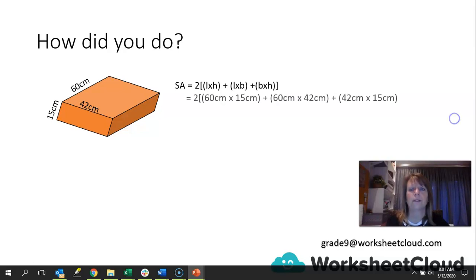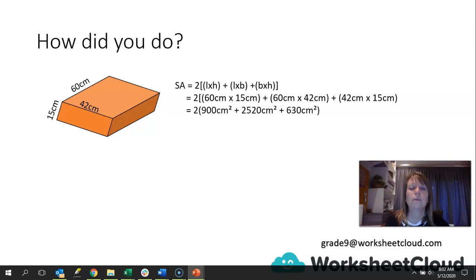Right. So we've got a length of 60 centimeters times by a height of 15 centimeters. Then we're going to add that to the length of 60 centimeters times by the breadth of 42 centimeters. Then we're going to add that to the breadth of 42 centimeters times by the height of 15 centimeters. And the bracket hasn't been closed there. Please don't forget to put in your straight bracket at the end, your square bracket.